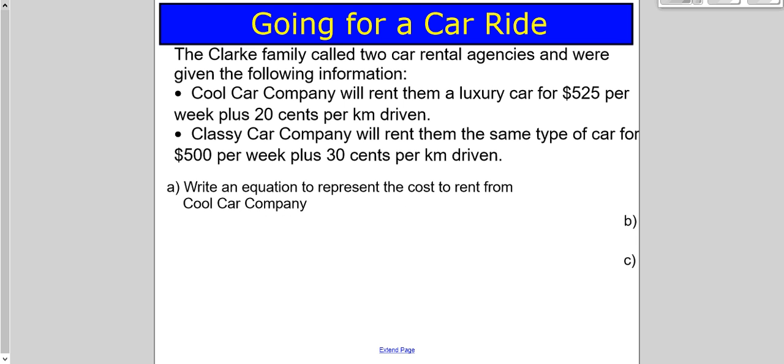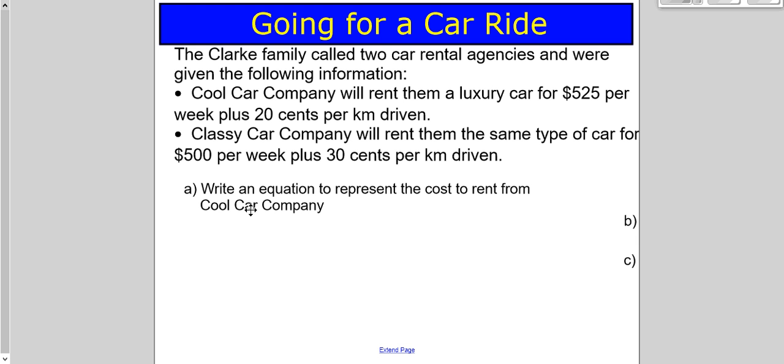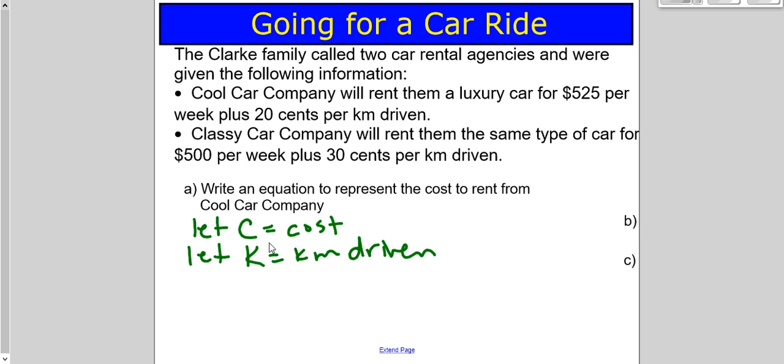All right, so let's take a look at what we want to do with this. Let's start with A. Write an equation to represent the cost from the Cool Car Company. So this is where we're going to use our let statements. Let C equal cost, and let K equal kilometers driven. So for the Cool Car Company, this first one, my cost is equal to that 525 for the week. So 525 plus I have 20 cents per kilometer driven.